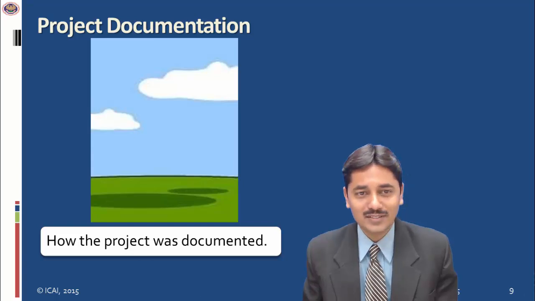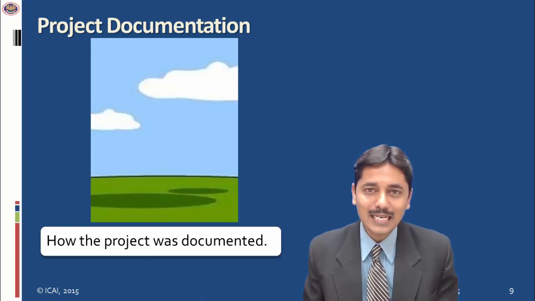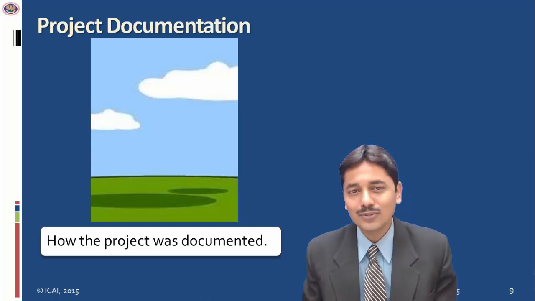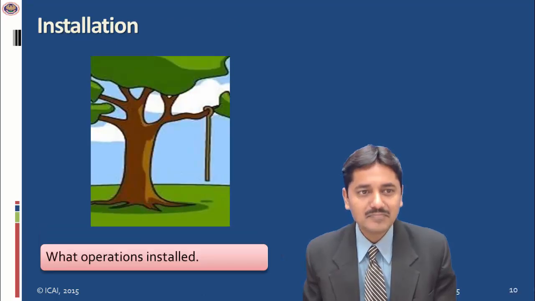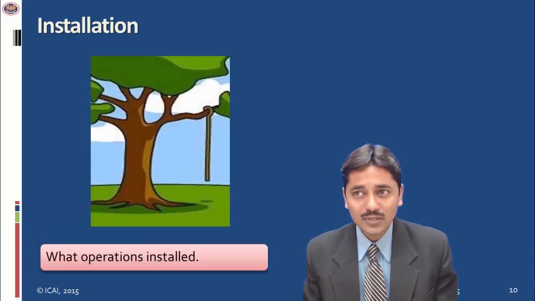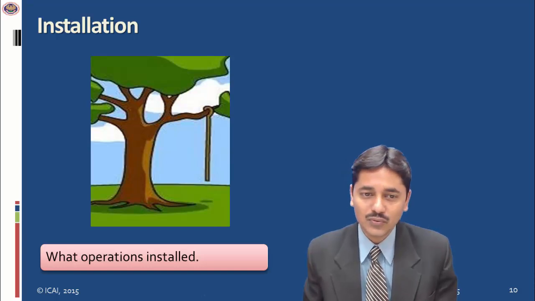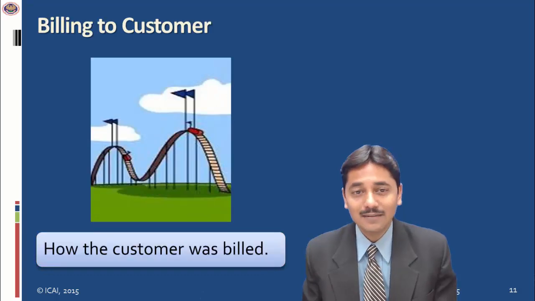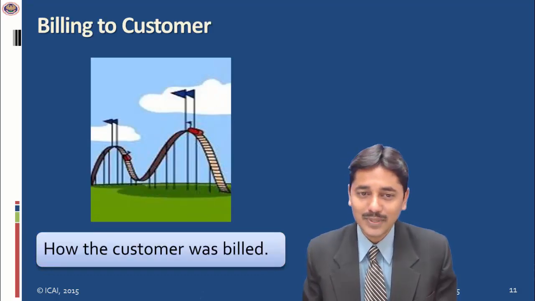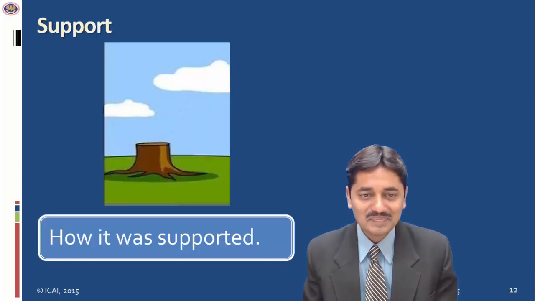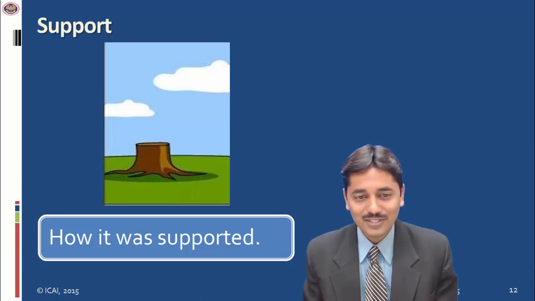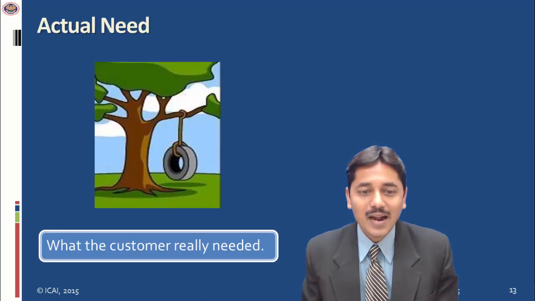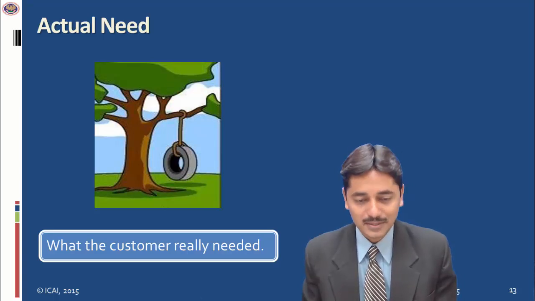And what about documentation? The project was documented like this. Many times we do not pay much attention to project documentation, so this is how documentation takes place. In the actual installation of the software, only 1 rope was there. And when it is a matter of billing, the customer is billed according to our own choice, sometimes high, sometimes low. Support, how it was supported. And this was the actual need of the customer.